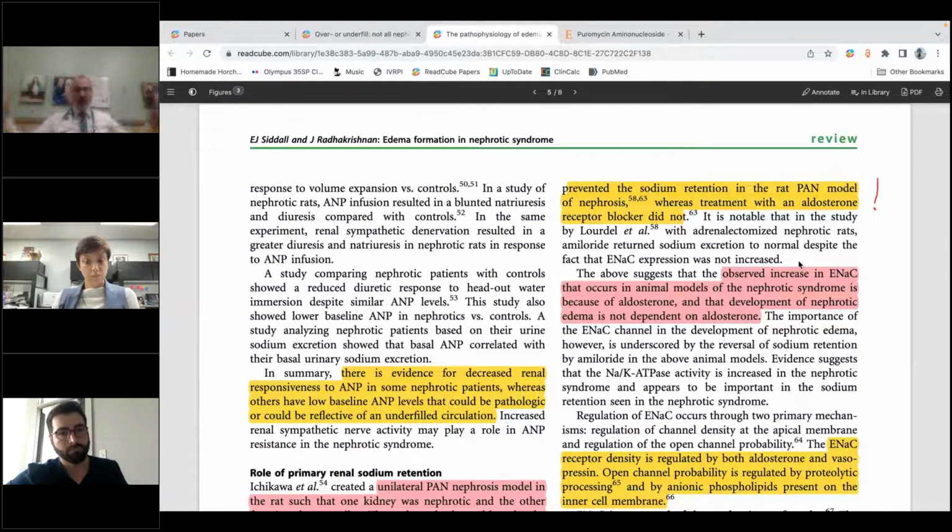So, summing all this up, the increase in those ENaC channels that we see is because of aldo, but the development of nephrotic edema is not dependent on aldo. That aldo can make it worse, but without aldo, we have enough of those receptors that we can still have edema that forms. Sorry, ENaC's got me very excited.